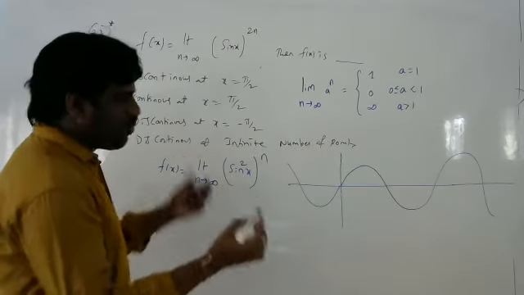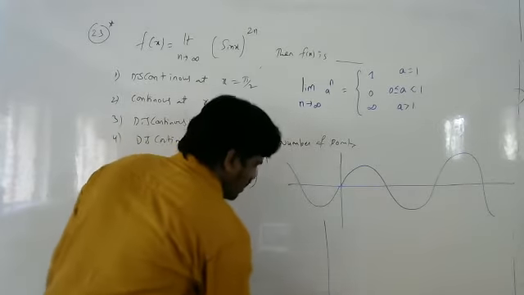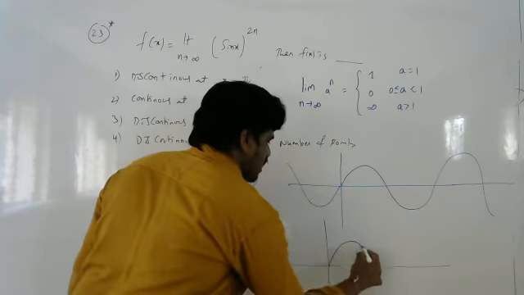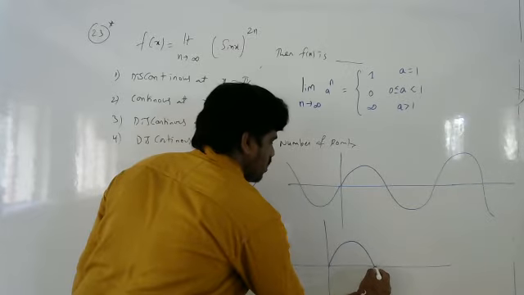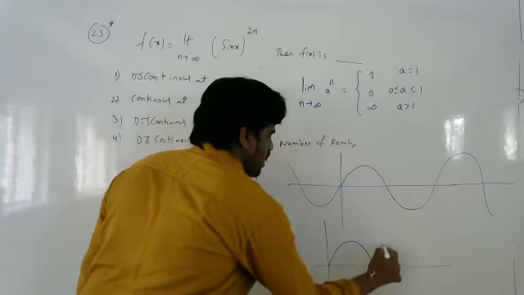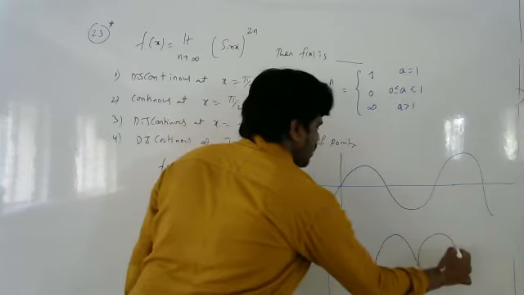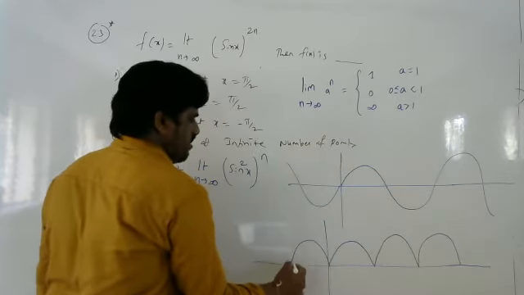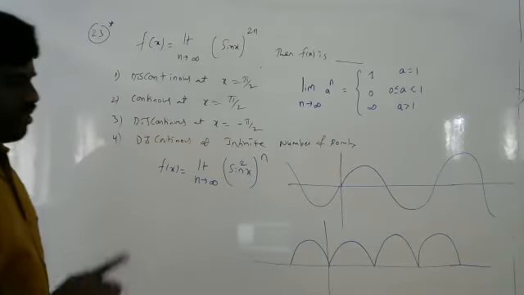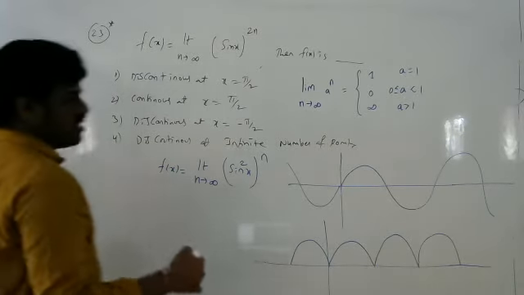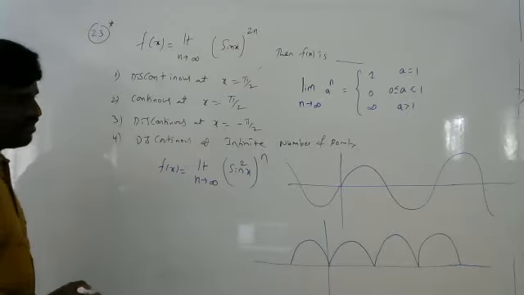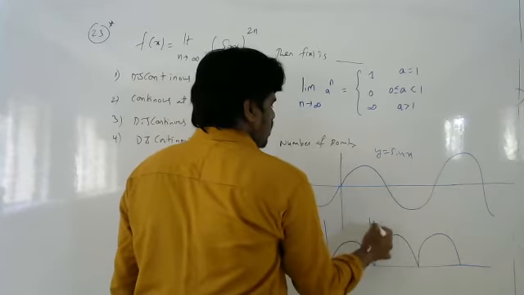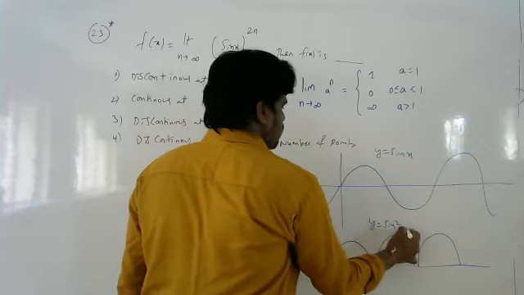When it is sin square x, what happens? When it is sin square x, the graph will be like this. Here you get here, and then you get again here, and then you get like this. This is the sin square x graph, and this is the sin x graph. This is y equal to sin x, and this is y equal to sin square x.